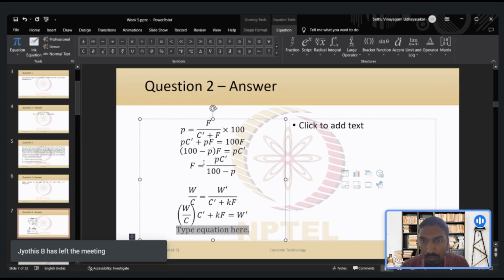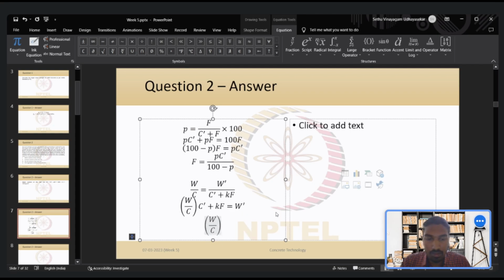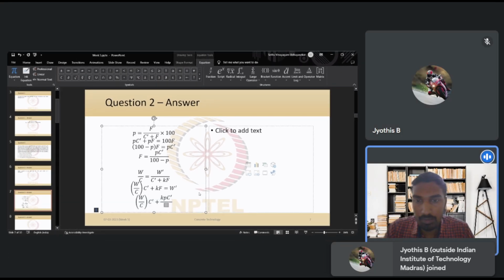So I'm just going to replace this equation that we found earlier into this term here. So we will have W by C times C prime plus K into F is replaced by that. So K P C prime by 100 minus P, okay, equal to W prime.